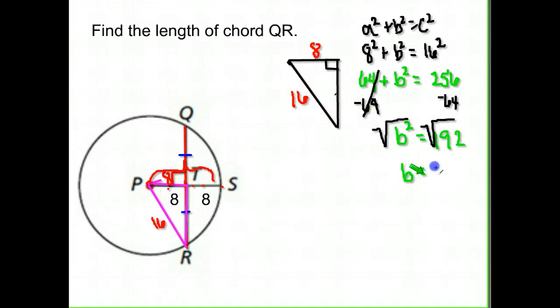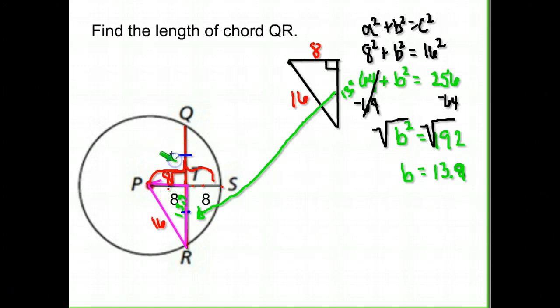So I use my calculator. The square root of 192 is 13.9 if I round. Okay, so what do I know? I know that this side of the triangle is 13.9. Where did it come from? It came from right here. So this line has a length of 13.9.